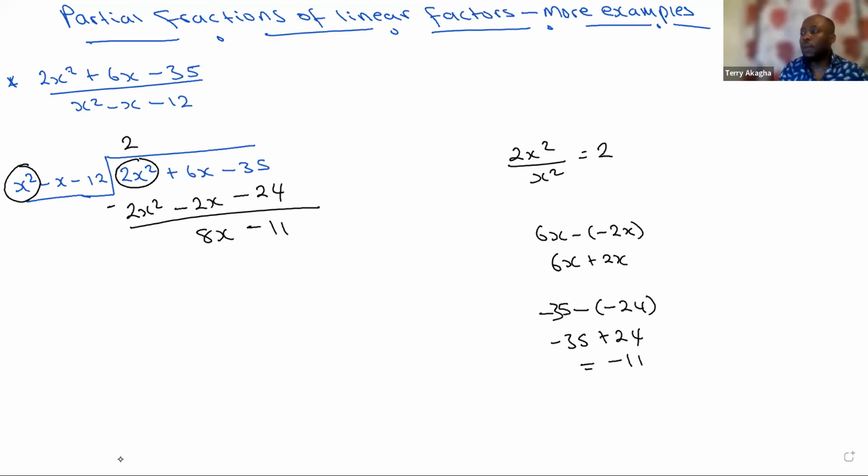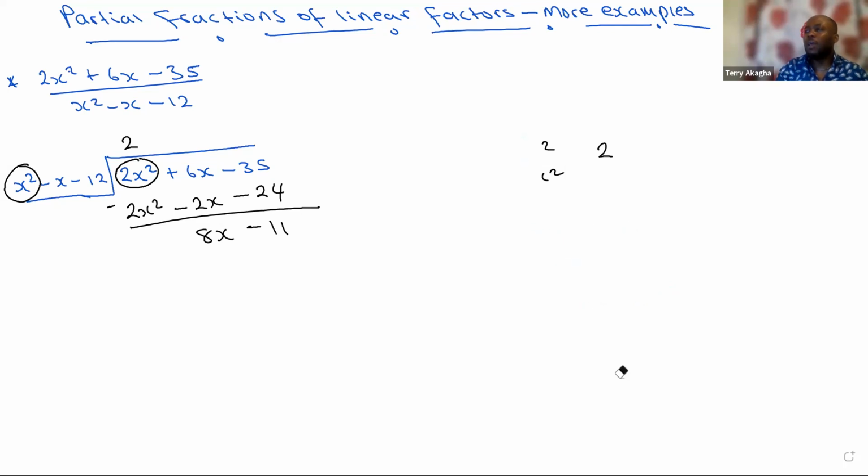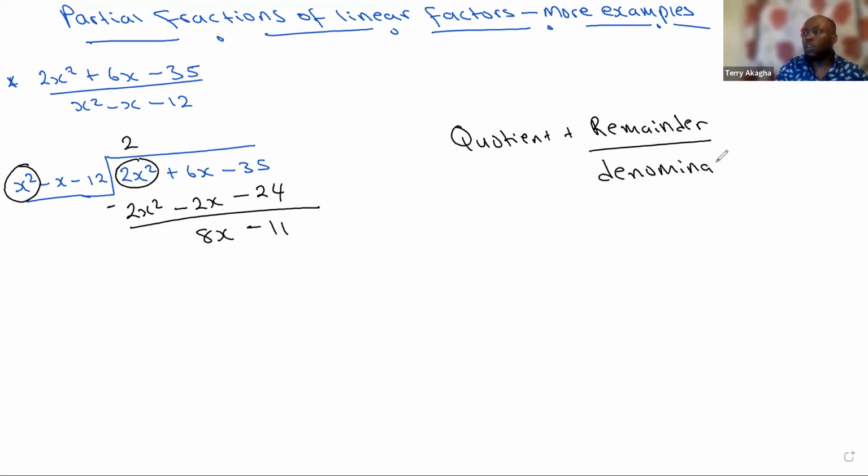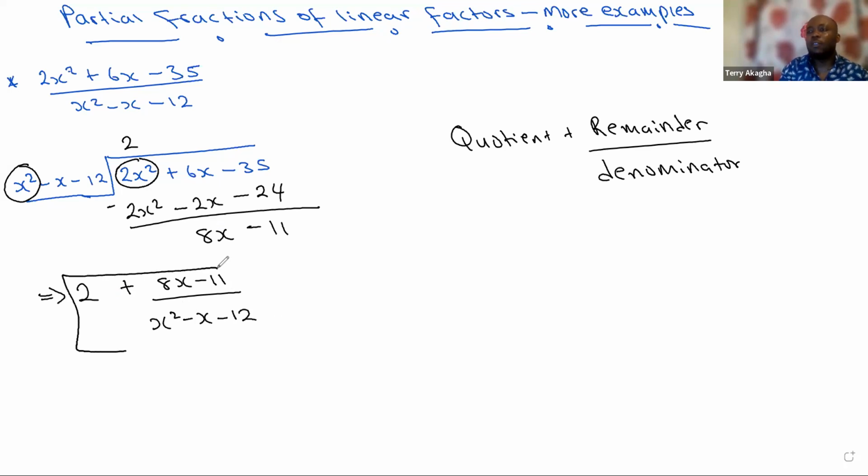So you write this down again. Remember, I told you in the video that you write your answer in the form of the quotient plus the remainder over the denominator. So the quotient we have here is 2, plus the remainder, 8x minus 11, divided by the denominator, x squared minus x minus 12. Now, this is the answer from the long division.